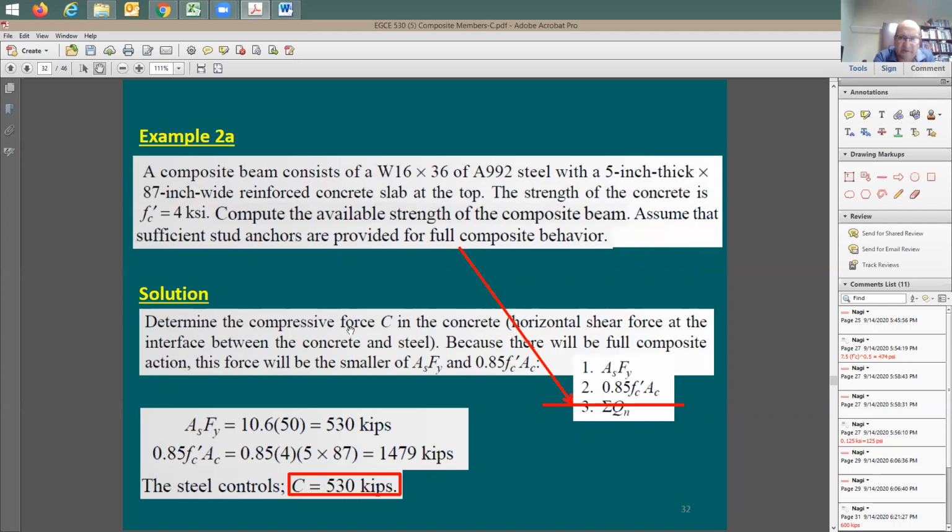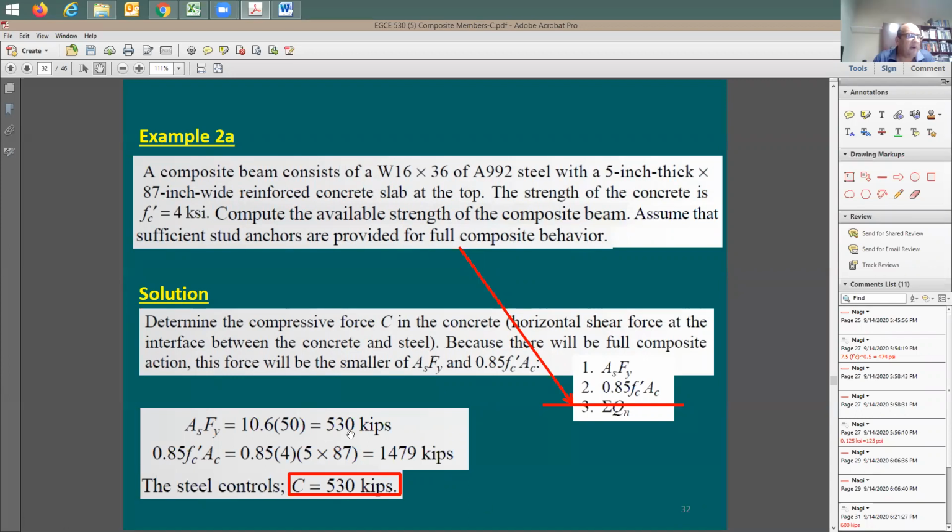Available strength means flexure strength, which means Phi-Mn. Assume that sufficient stud anchors are provided for full composite behavior. I said, okay, good. If I have this assumption, it means when you pick the compression force to be the smallest of the three, you don't really need to do this check. No one here is asking you to find the number of studs. You just assume that you have sufficient studs, so do not do this check. Just check the concrete versus the steel. Does this make sense? Yes? All right, good.